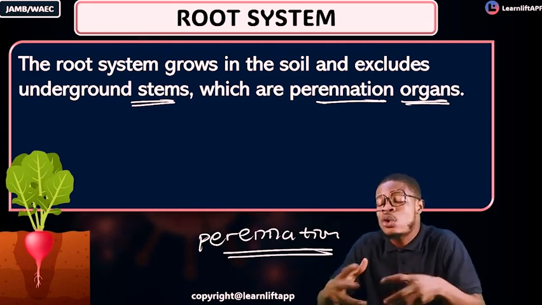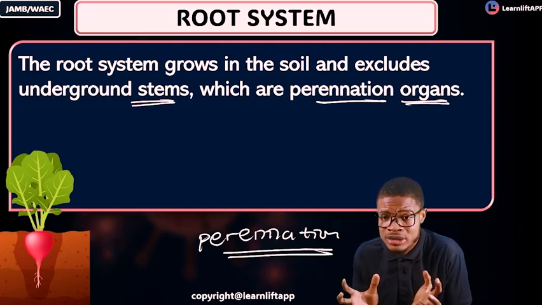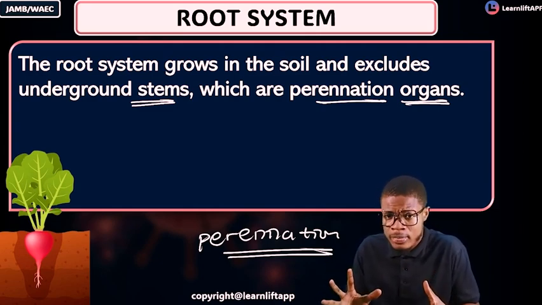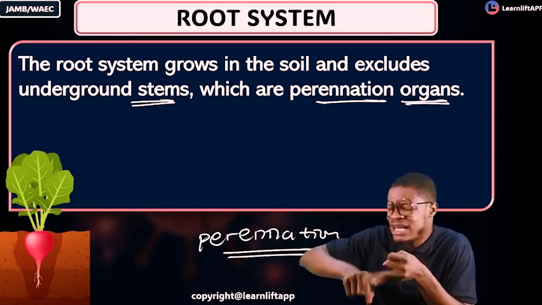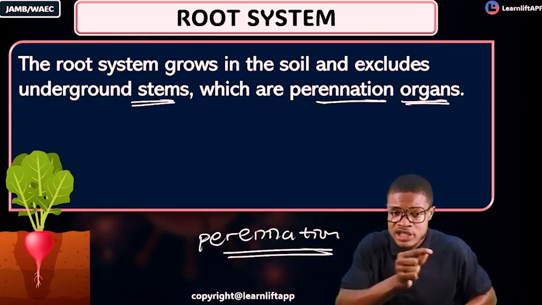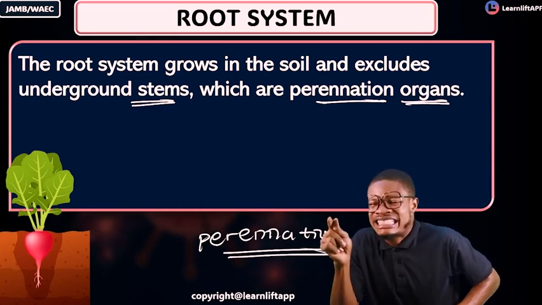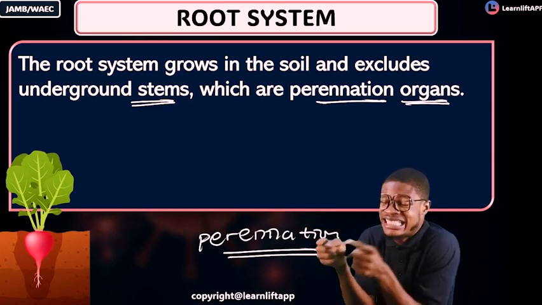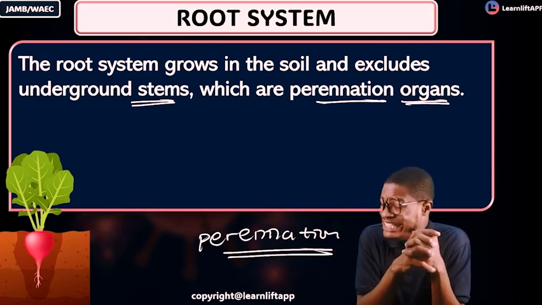They can serve as storage organs, so that if there is adverse condition, they can supply food to the plant, and the plant is not going to die. They store food, they store water, they store every necessary thing that the plant needs to survive during adverse condition. These are the perennation organs. In other words, can I classify perennation organs as part of the root system? Never. What did I say? Never.